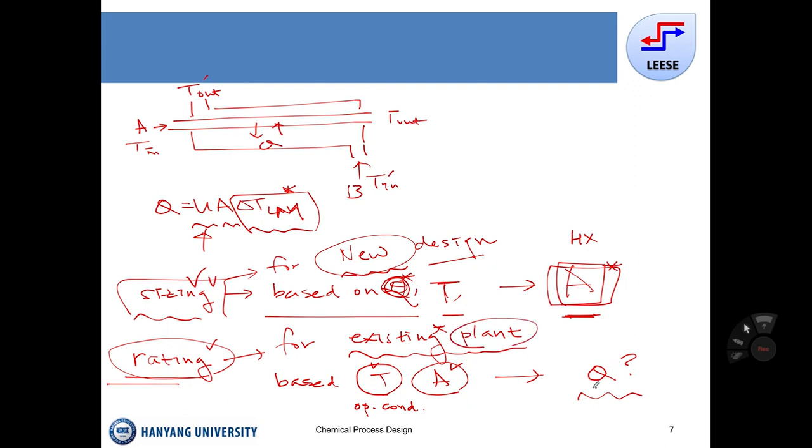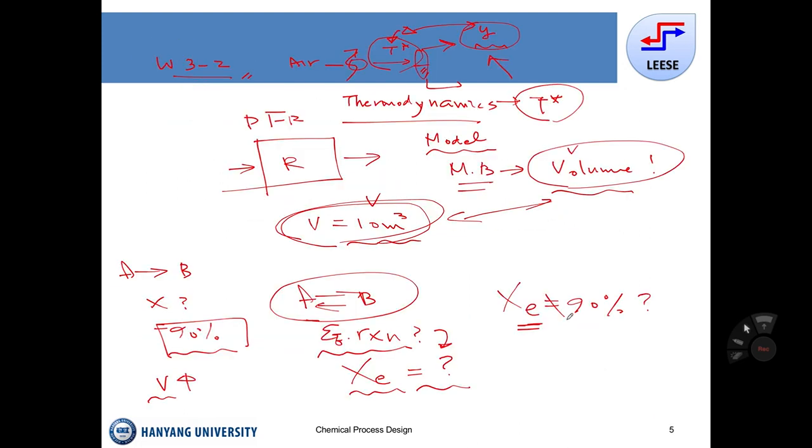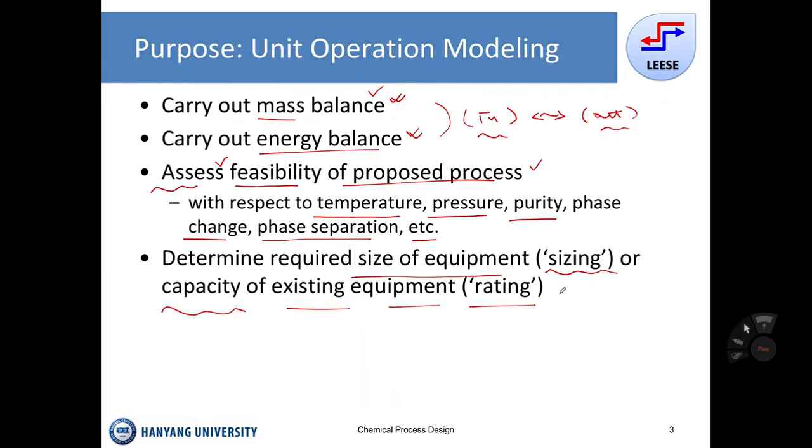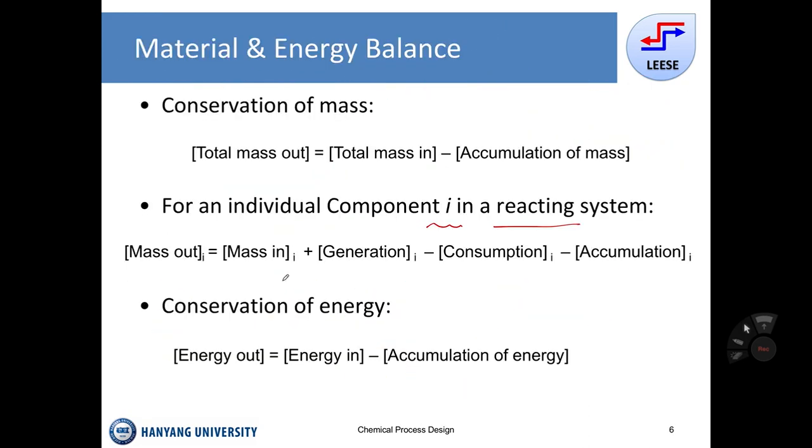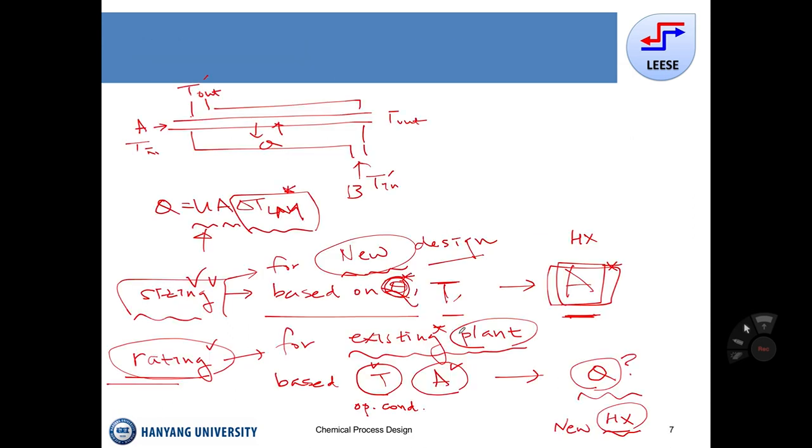If this is not enough, then we need an additional heat exchanger. Okay? If heat is not transferred properly, in order to increase the performance of the process, then we need to add a new heat exchanger for the process. How do we check it? Using the model. Okay, so that's why modeling is important in chemical process design. So the material and energy balance explained.